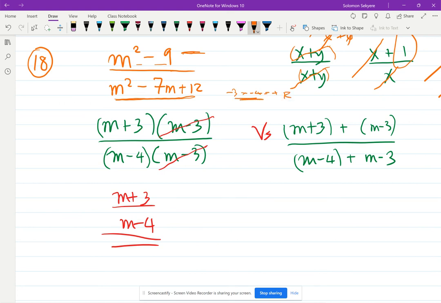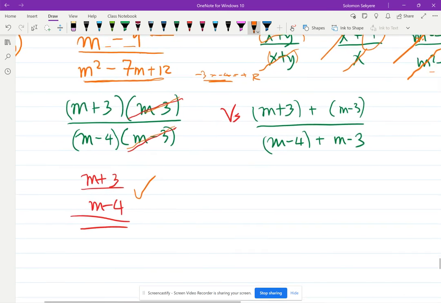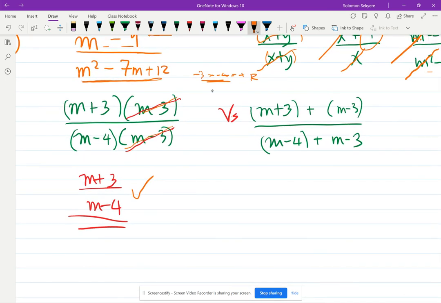So this is what we have. We have one term on the top, one term on the bottom. I can just cross off my m minus 3. My final answer is this. Okay. So if I had something like this, with a plus in between these two here, that would have created two terms. Okay. And so if you have something like this, which is not the case, you cannot say this. Okay. So be careful. Be careful.